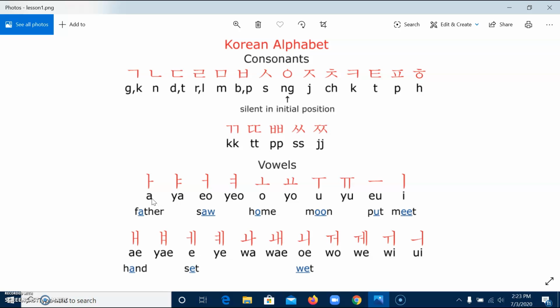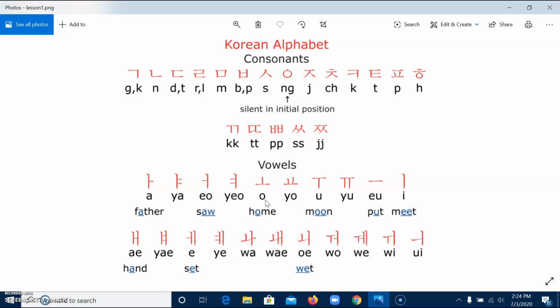So if you go with father, so that's similar to English. Let's look at this character, which is kind of new to us. We have an E and then an O, but it's pronounced like "sa." So it isn't pronounced like "eo."